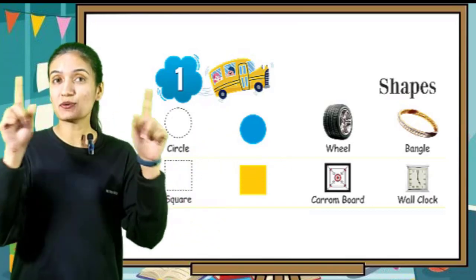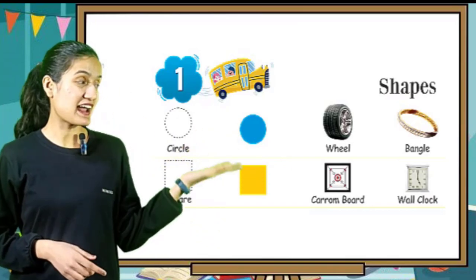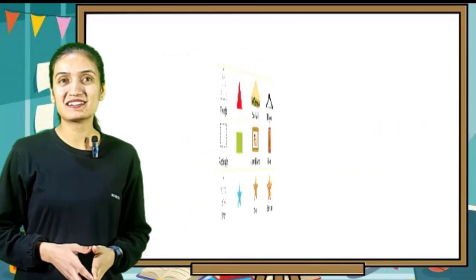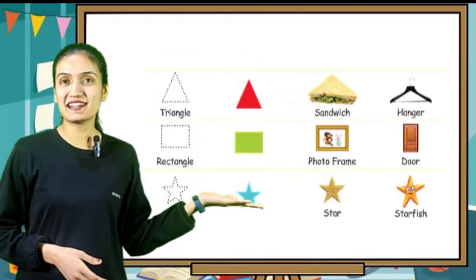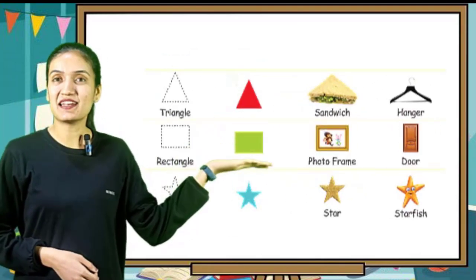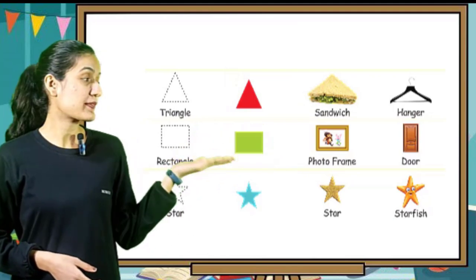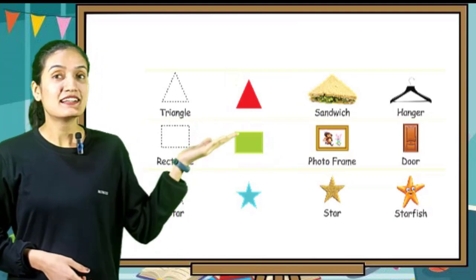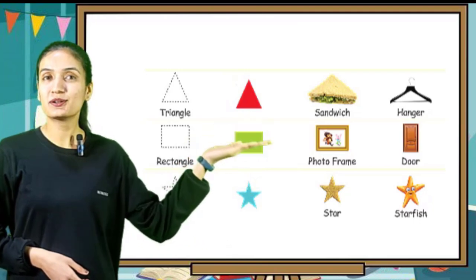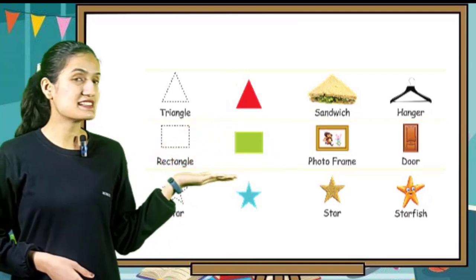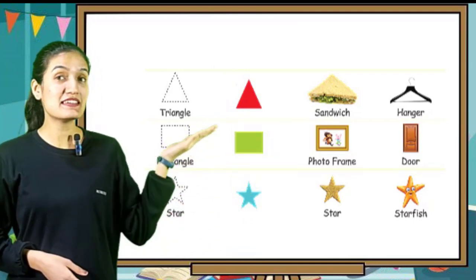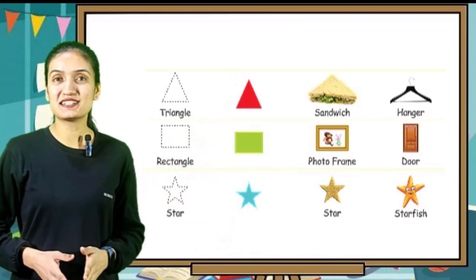Next is square. Here you can see carom board, wall clock. Next is triangle. Here is sandwich, hanger. Next is rectangle, that is photo frame, door. And the last is star. You can see star, starfish.